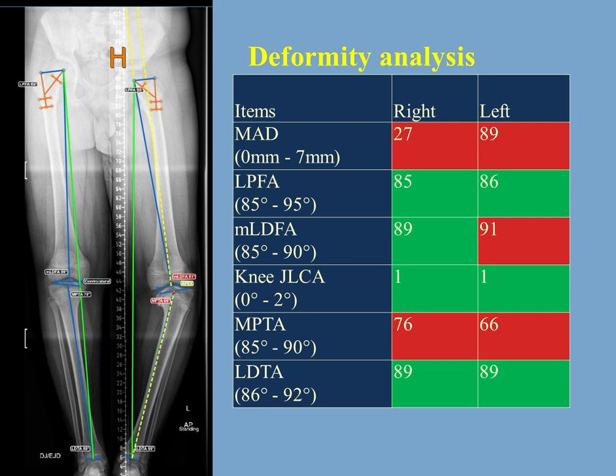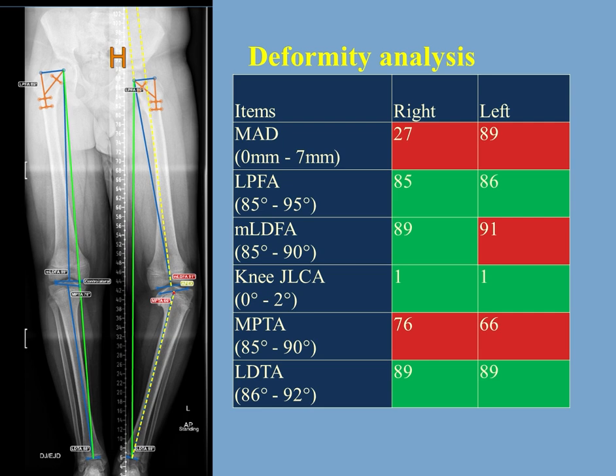I cannot emphasize enough how important it is to do a full lower limb analysis in these children, as the deformity often involves both sides or both bones, tibia and femur, as you can see in this child. This is the frontal view analysis. We can see the abnormal values are labeled with red. We can see both mechanical axes are not normal on both sides, with the mechanical axis deviation of 89 millimeters on the left side versus 27 on the right side.